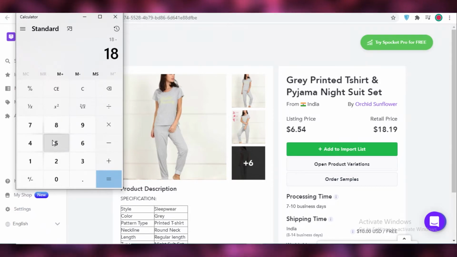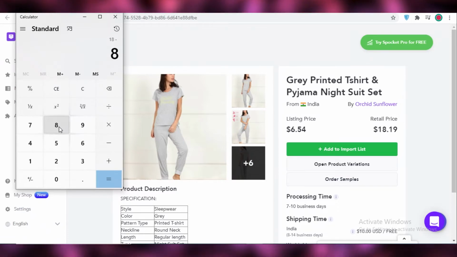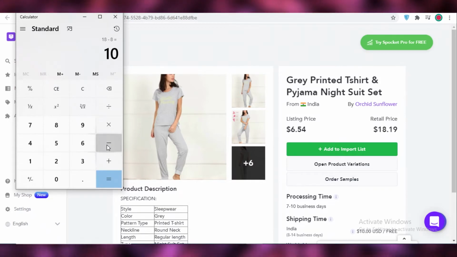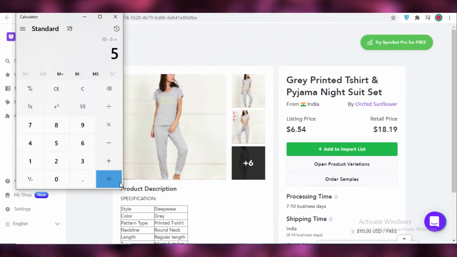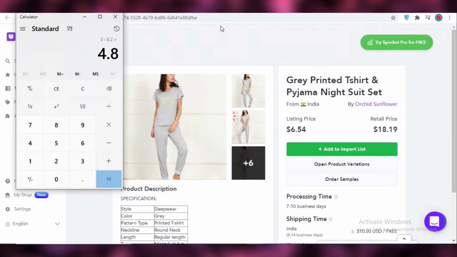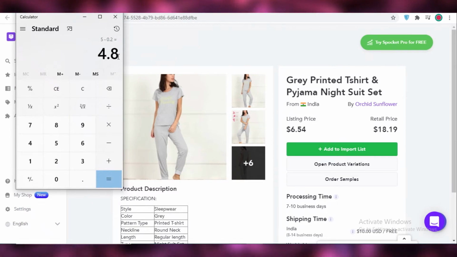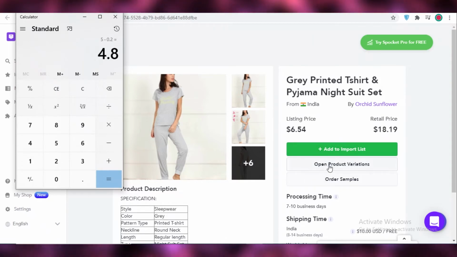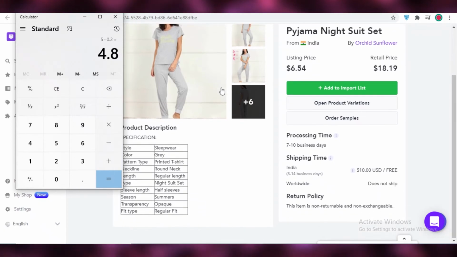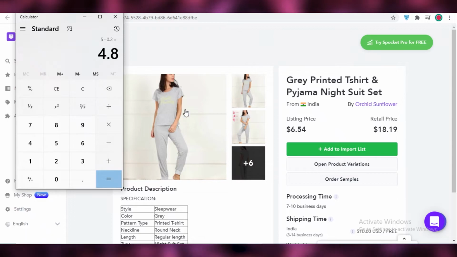So let's just say you are paying $8 for your online store per month, and then after that you're paying around $5 for marketing, and then you are paying maybe around 0.2% in taxes. So you're going to have a $4.8 profit margin for this product, which is actually pretty great. And this could be considered a great product to invest in. And you can start by ordering samples. You can even check the variations that are available for this product, and you can add it to your import list so you can start ordering this product.